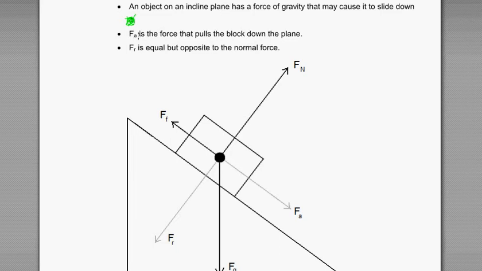Now, Fa is the force that pulls the block down the plane. Sometimes Fa is also called F parallel because it's parallel to the ramp or parallel to the plane. And then Fr is equal but opposite to the normal force. So sometimes, guys, Fr is called F perpendicular because it's perpendicular to the surface.